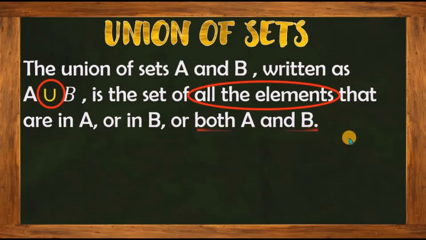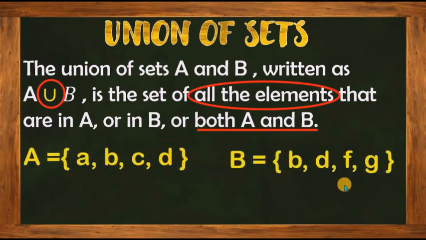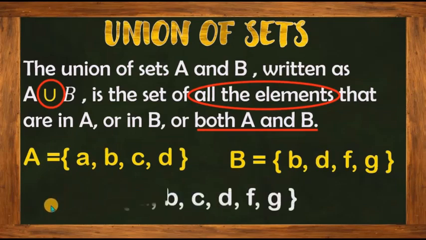In the union of sets, what we are going to do is just combine all the elements of the given sets. So for example, I have here set A and set B. My set A is A, B, C, D. My set B is B, D, F, G. If I'm going to get the union of these, I'm going to put them together in one set. So A union B is equal to A, B, C, D, F, and G.